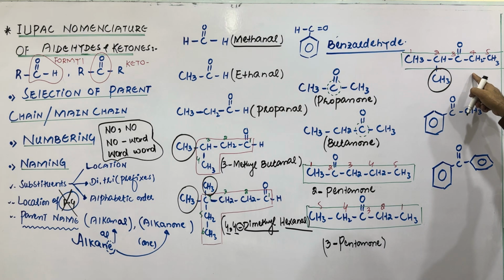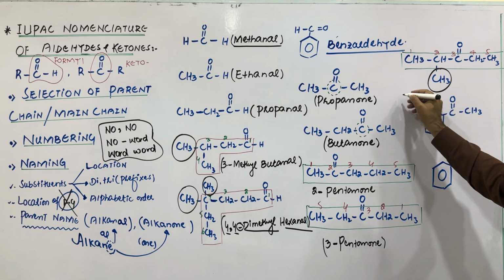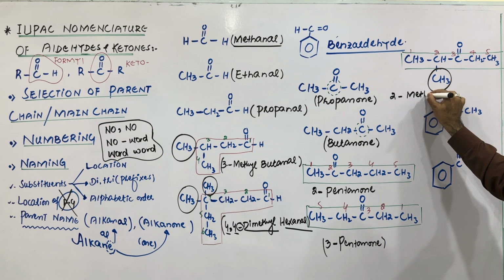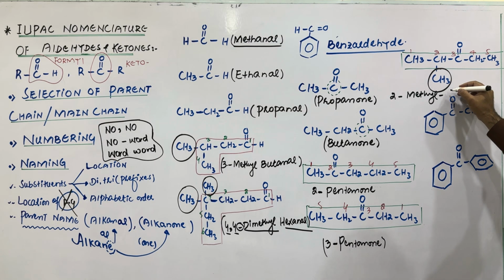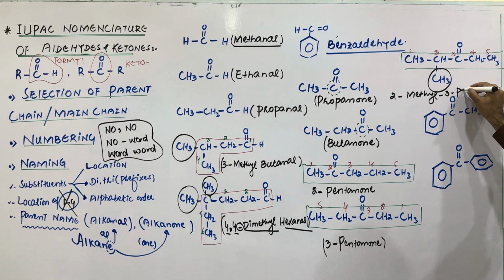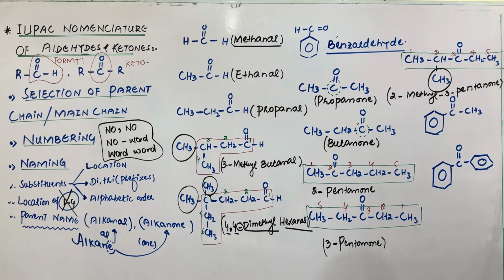In case of this ketone, it has a substituent. So first of all, write down the location of the substituent. It is 2. The name of the substituent is methyl. The location of the functional group is 3, and then that will be called 2-methyl-3-pentanone. So this should be the name of this ketone.